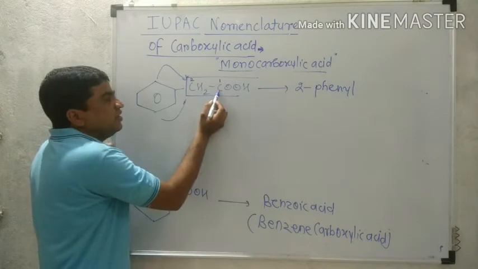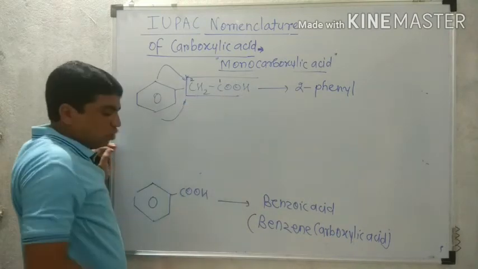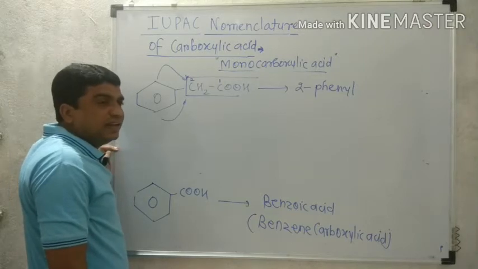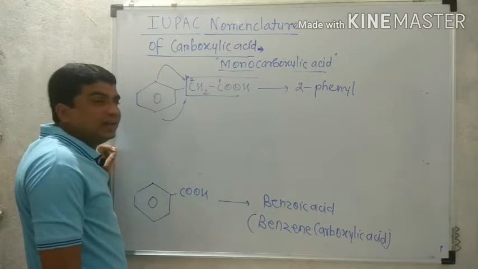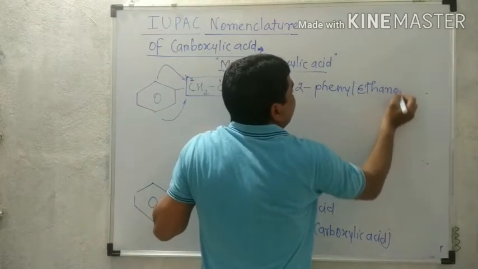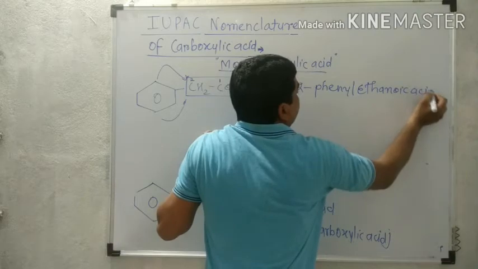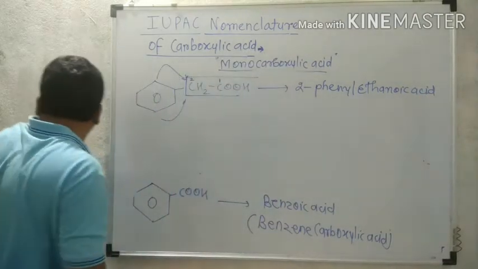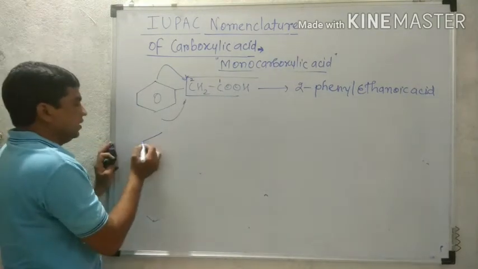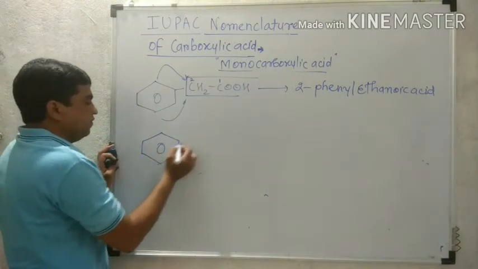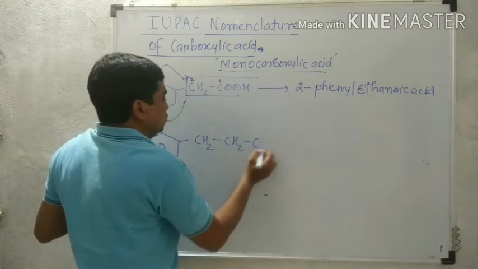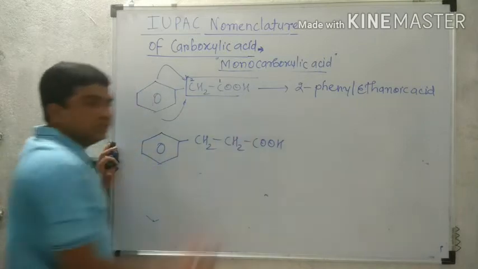How many carbons remain in the chain? 1, 2. Two carbons, containing alkane, ethane. By replacing the ending E from the name of ethane by adding OIC acid, it is 2-phenyl ethanoic acid. 2-phenyl ethanoic acid. For example, if the structure is like that, this is again phenyl attached with CH2, CH2COOH. What for this structure?